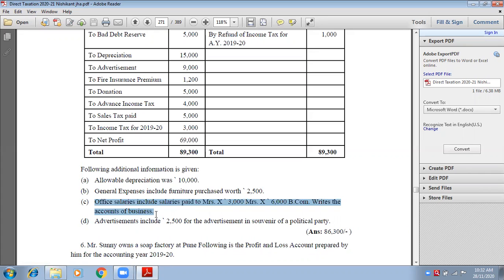For this third point, we will write a note. Last, in advertisement include 2,500 for the advertisement done in souvenir of political party. I told you that day only. This is the only advertisement that is to be disallowed. Advertisement in souvenir of political party. So tell me, 2,500, yes. So I hope you all have disallowed it. So what is the total of disallowed?